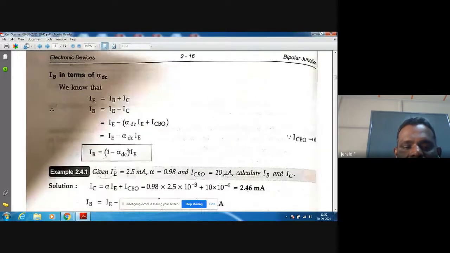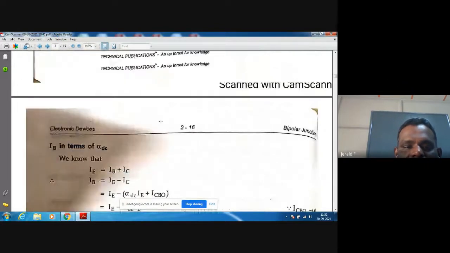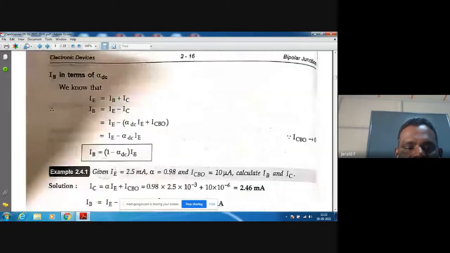IB is equal to IE minus alpha DC into IE plus ICBO. You can substitute it. ICBO is negligible, a small leakage current. What is O? O is nothing but the emitter is open. CB is nothing but common base. So with the emitter open, a small common base leakage current is available. O is nothing but open circuit, so this will be negligible. So ICBO is negligible. Finally IB is equal to IE minus IC.